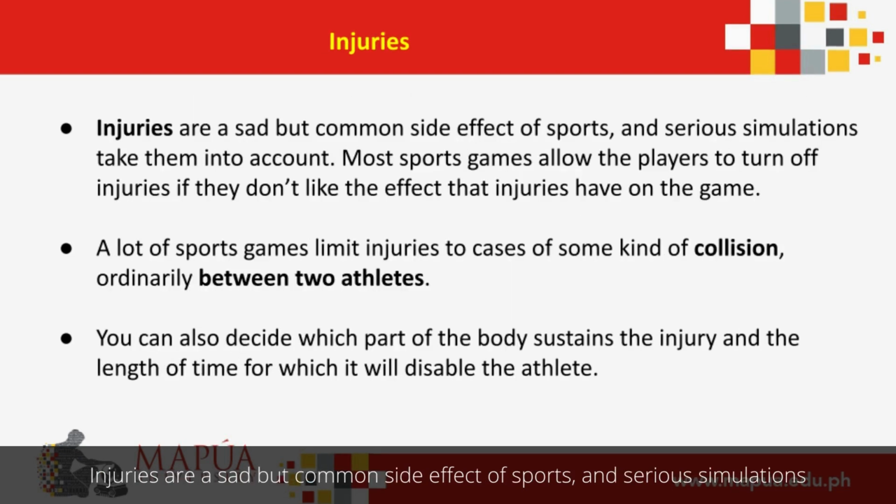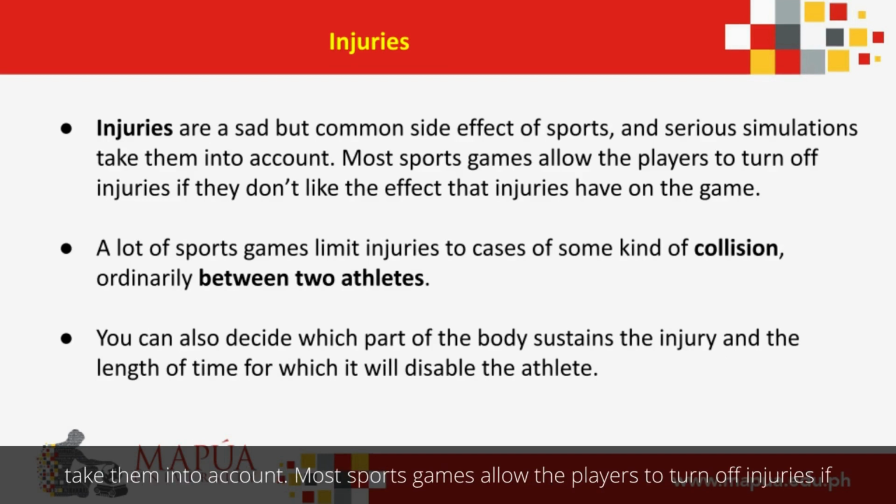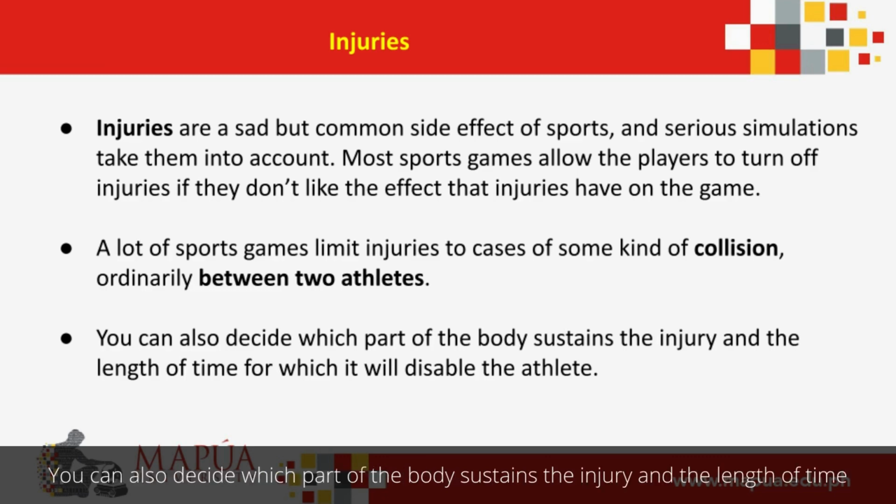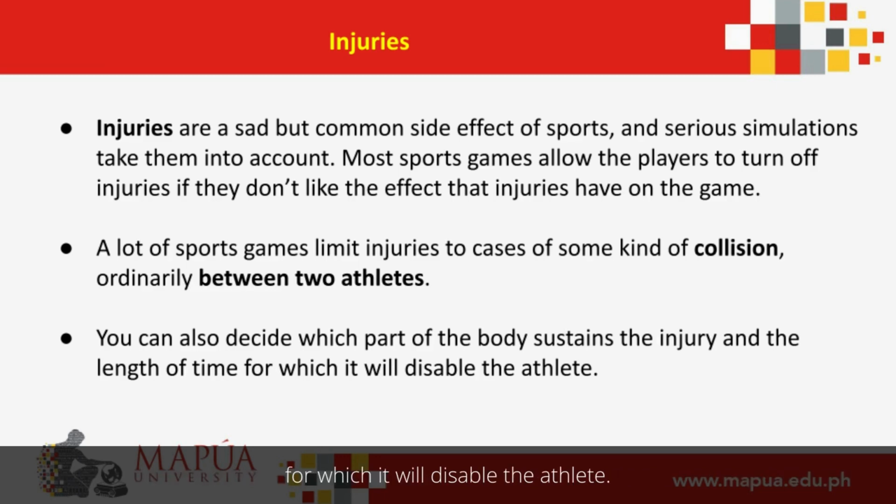Injuries are a sad but common side effect of sports, and serious simulations take them into account. Most sports games allow the players to turn off injuries if they don't like the effect that injuries have on the game. A lot of sports games limit injuries to cases of some kind of collision, ordinarily between two athletes. You can also decide which part of the body sustains the injury and the length of time for which it will disable the athlete.